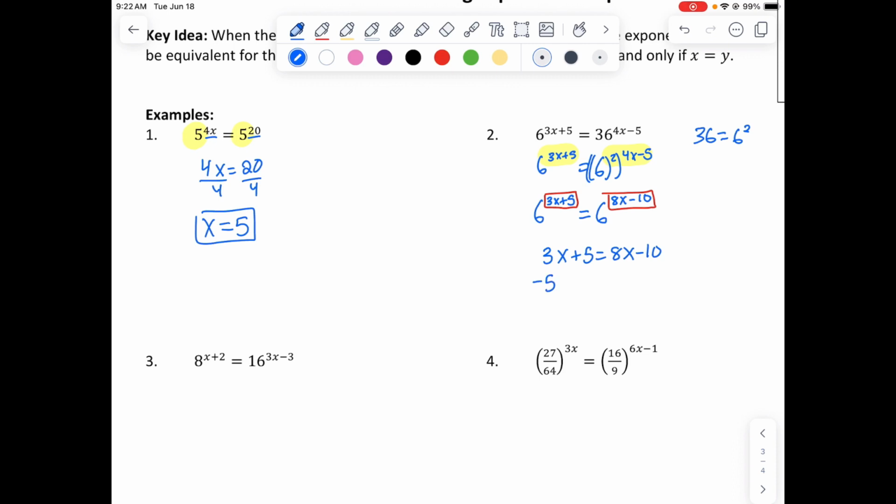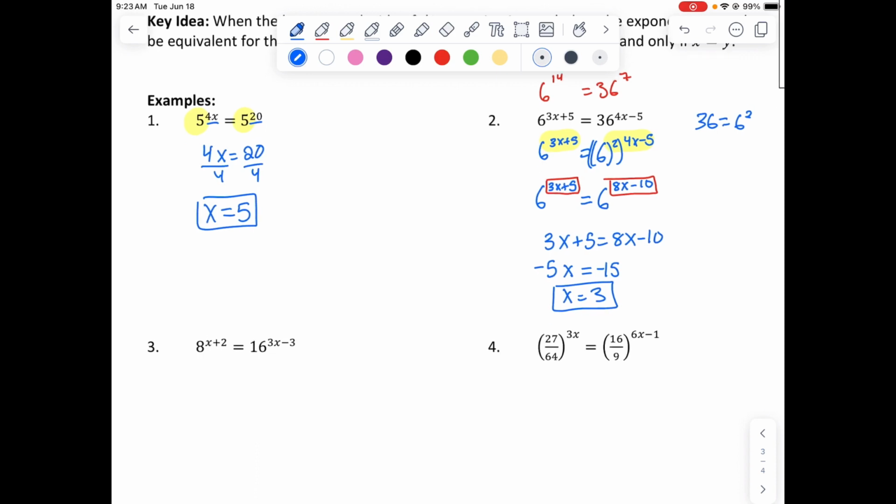This is a problem that you should be able to solve very, very quickly in your head, and so I'm not showing out all of my steps here. I moved my x's to the left side, I moved my constants to the right side, and I get x equals 3 here. We could check this, and so if I put it back into the original problem, I would have 6 to the 9 plus 5, so 14th, equals 36 to the 12 minus 5, so 7. And you could think, well, that makes sense because 36 is 6 squared, so I would have 6 squared to the 7th, which is 6 to the 14th.